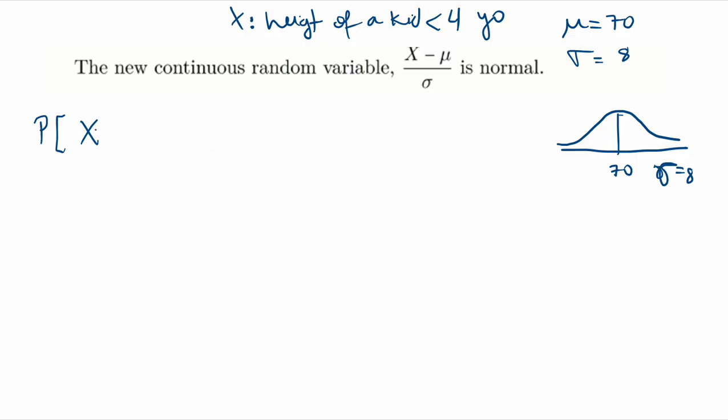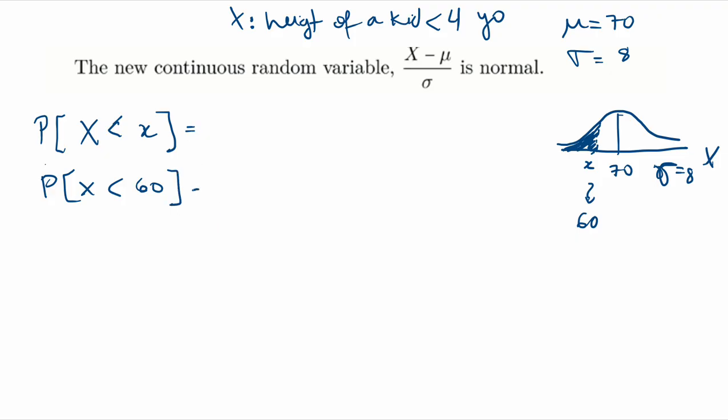Okay? So this is my variable x. I want to know x being less than a little x. So I want to come here and select a little x, and I want to calculate the area under the curve. Let's say that this little x here is 60. So in the end of the day, I'm talking about the probability of x being less than 60. It's the probability of my son measuring less than 60 centimeters. He's super tall, so it's zero.